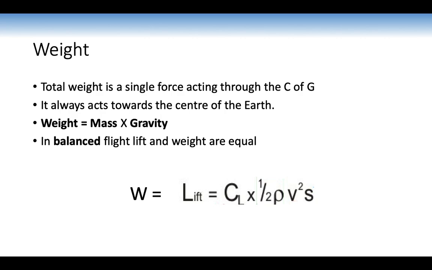Weight. So total weight is a single force acting through the center of gravity. And it always acts towards the center of the Earth. Weight equals mass times gravity, so that's how it's determined. Mass is the physical substance of an object, the physical amount of matter, and in balanced flight, lift and weight are equal. So you can also reimagine this formula like this.